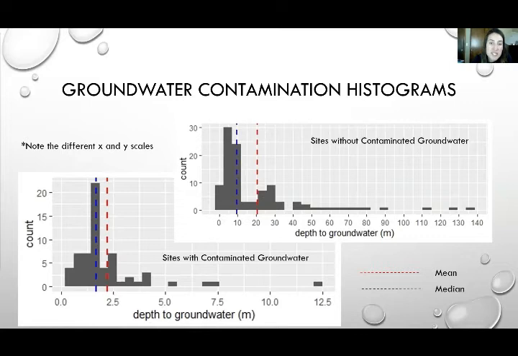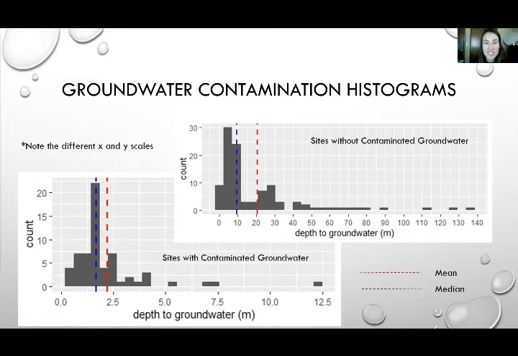I want you to notice that the x-axes have different scales here. The sites without contaminated groundwater go from 0 to 140. And that's because, as we saw in those box plots, there was a much larger range of values observed at sites that did not have groundwater contamination. So let's take a look at that one first, the sites without groundwater contamination.